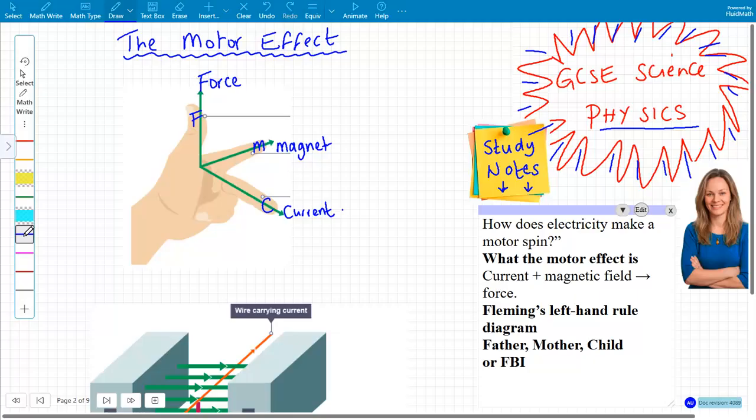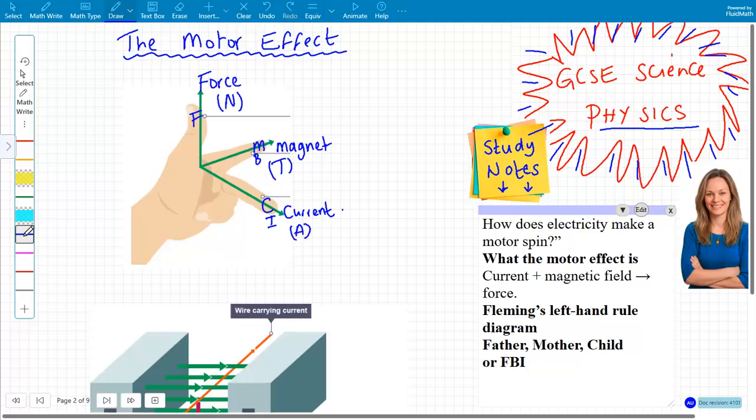So FMC, one way to remember it in that order, is father, mother, child, if you can remember that. Or, if you prefer, magnetic flux density is also represented by the letter B, so you could say that was B, and current is also represented by I. So you could say that it's FBI if you prefer to remember it like that. It's up to you. It's how you remember it. So force is measured in newtons, magnetic flux density is measured in Tesla, and current is always measured in amps.